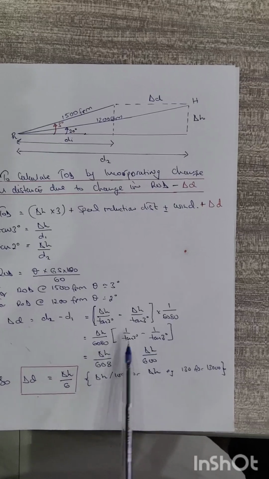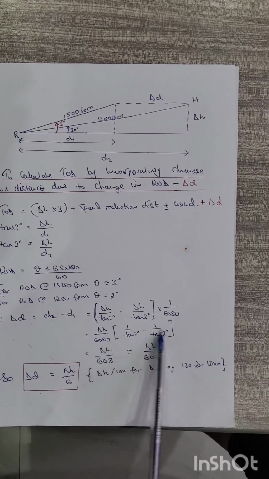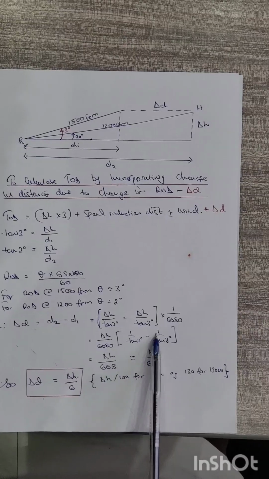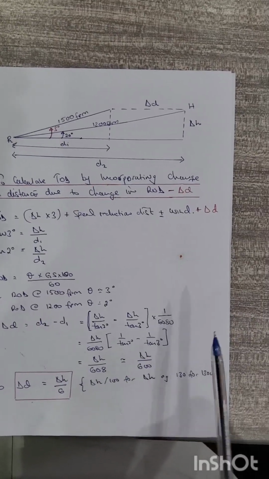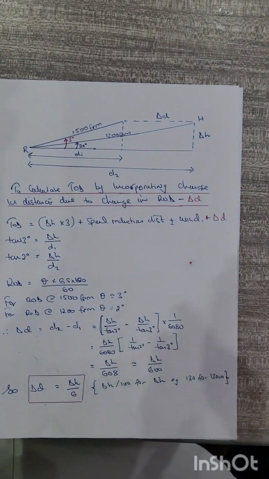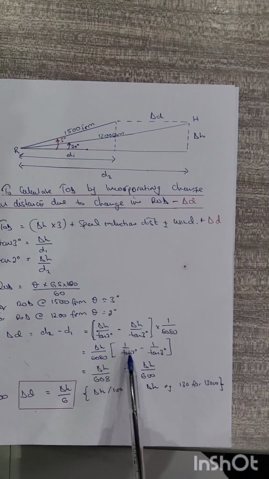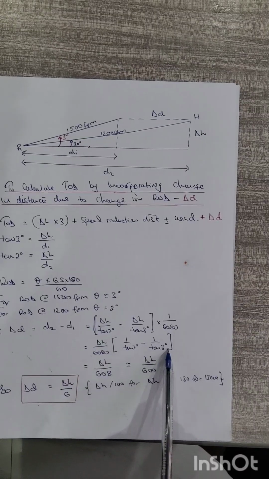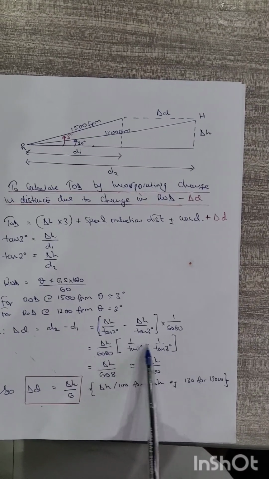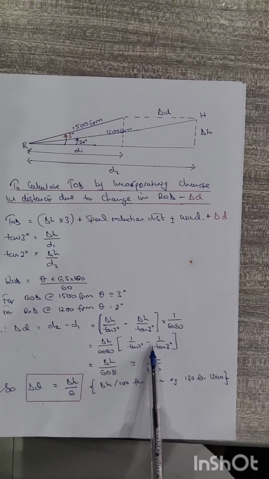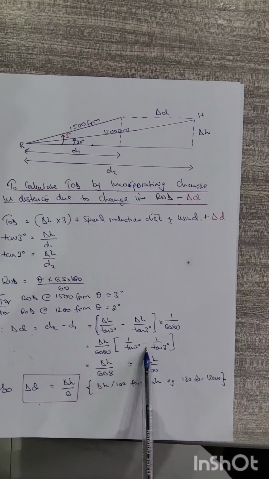Now this is roughly 9.6. If you do this in a scientific calculator like this one, 1 over tan 2 minus 1 over tan 3, you will get around 9.6 or something. All right, 9.6. So that's roughly equal to 10.